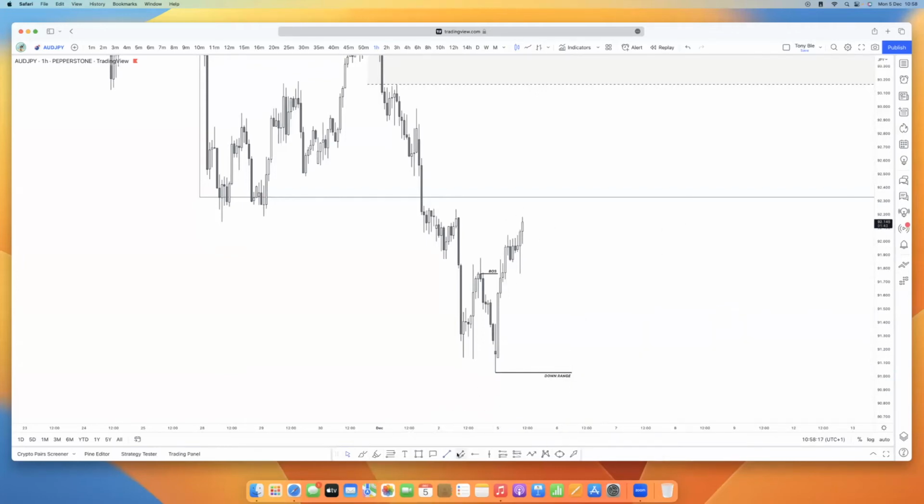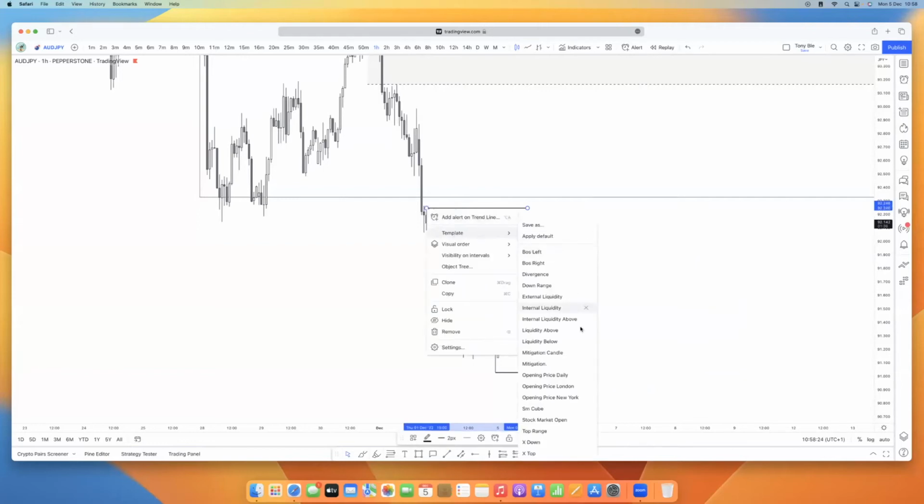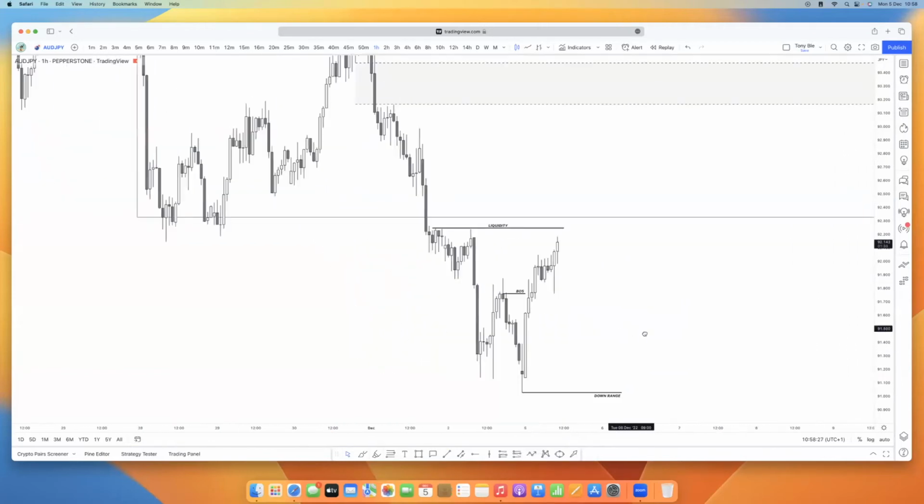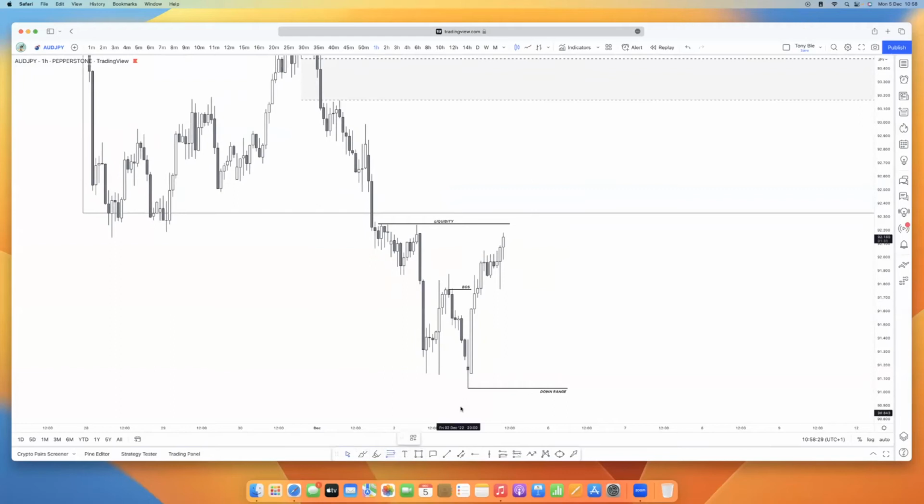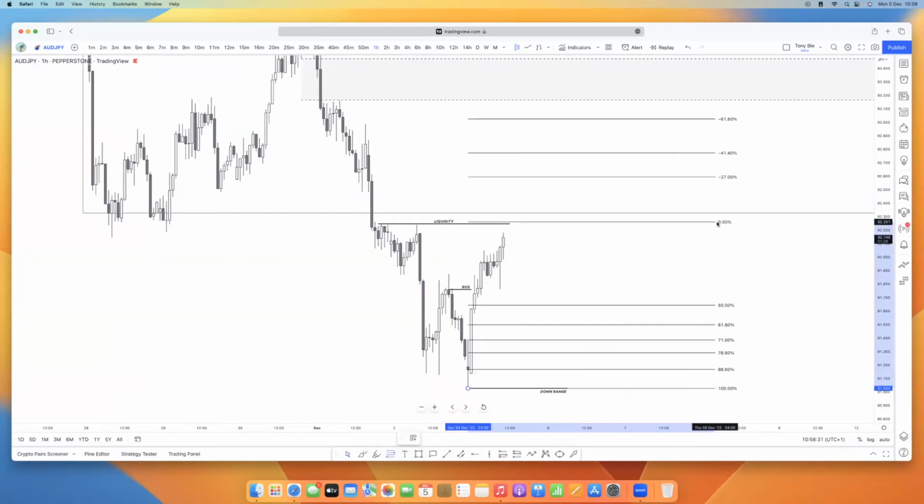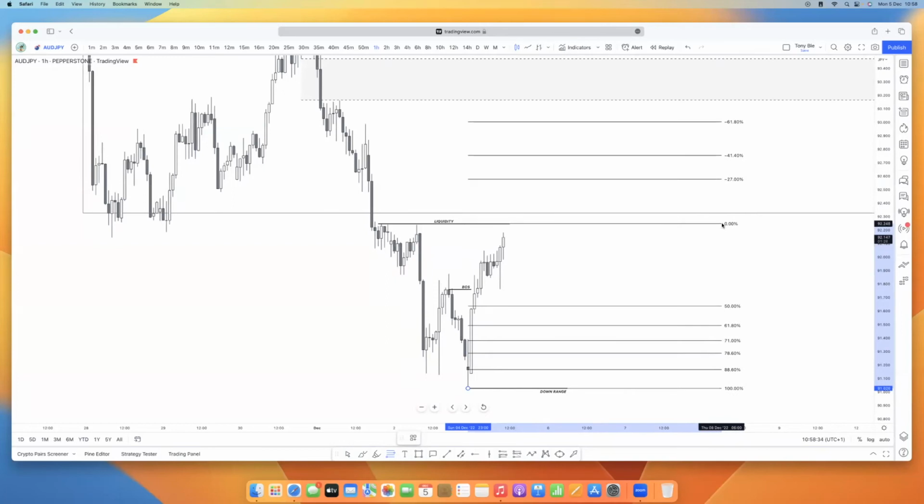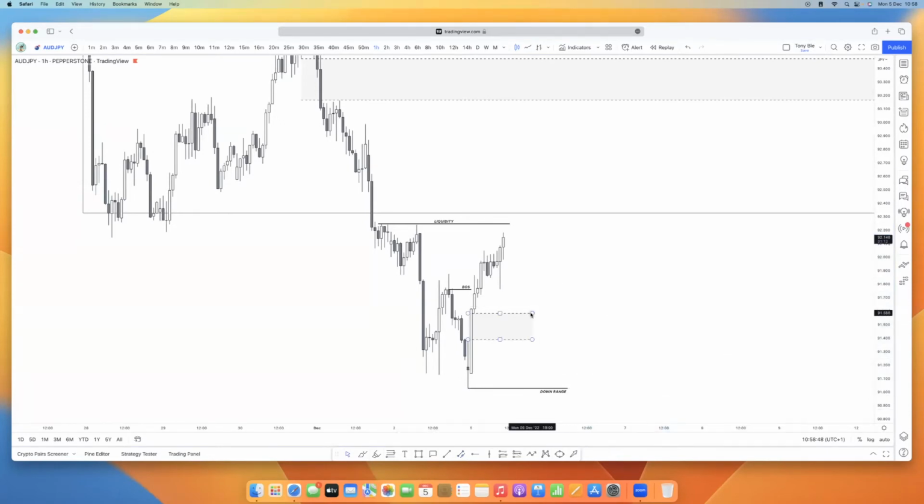So maybe the high has not been set, but let's anticipate they will not sweep this liquidity. So we have liquidity above. So to measure from swing low all the way to here, let's anticipate that maybe it's going to get here and reject. Then buying below 50% makes sense. And we can see we have this imbalance below 50%.